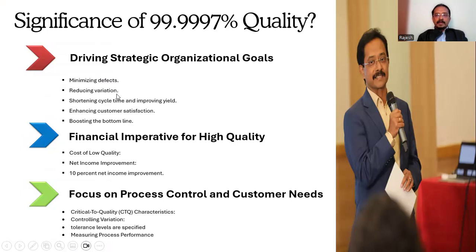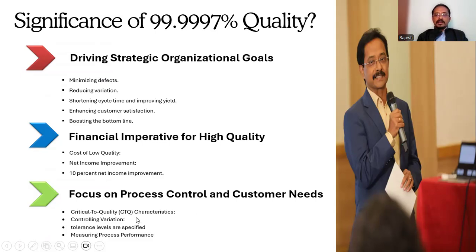Minimizing defects, reducing variation, shortening the cycle time, and improving the yield enhance customer satisfaction and boost revenue. And it is a financial imperative. As we know, the cost of low quality is a very painful expenditure for the company, and net income improvement is what we are aiming at, a 10% net income improvement, focusing on process control and customer need.